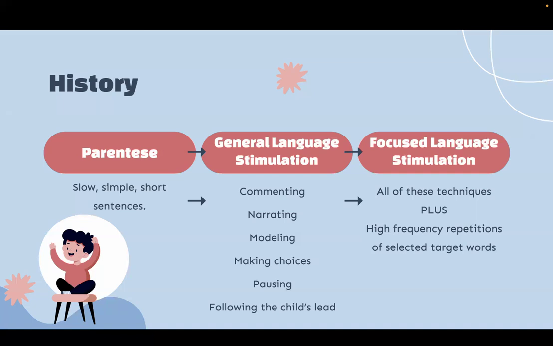Some examples of general language strategies include commenting, narrating, modeling, allowing the child to make choices, pausing, and following the child's lead. This model of therapy is heavily child-led. But because children with vocabulary delays may already have been exposed to general language stimulation in the home, researchers developed a modified approach to what we now know as focused language stimulation. Focused language stimulation has adopted many of these strategies to use for vocabulary enhancement.